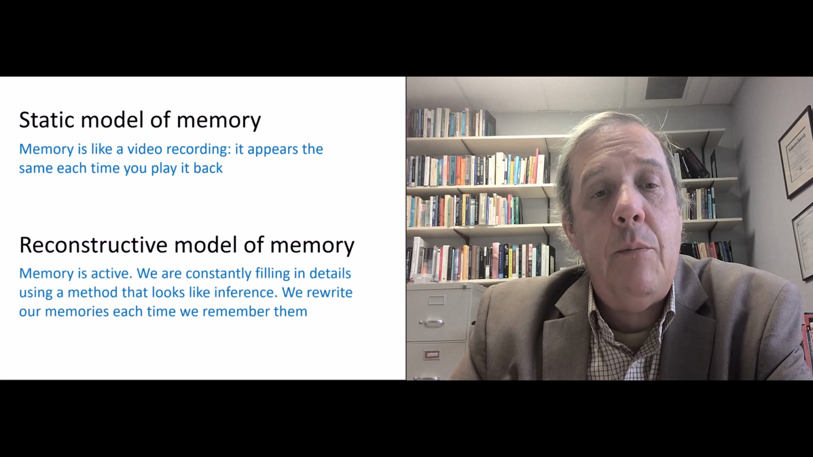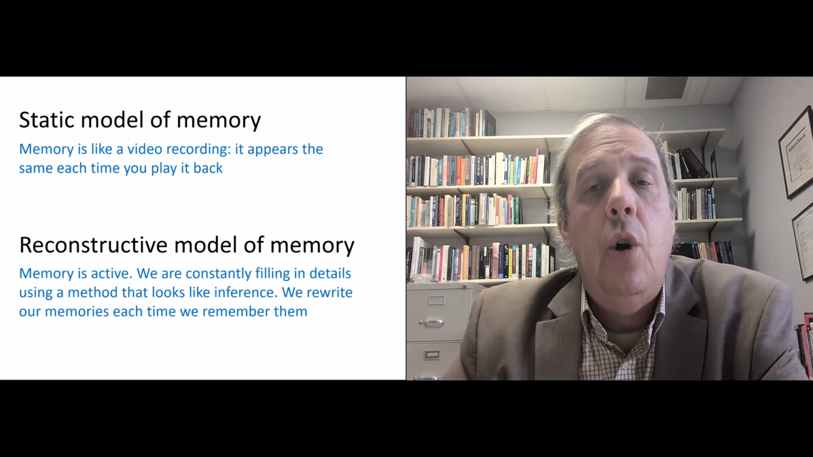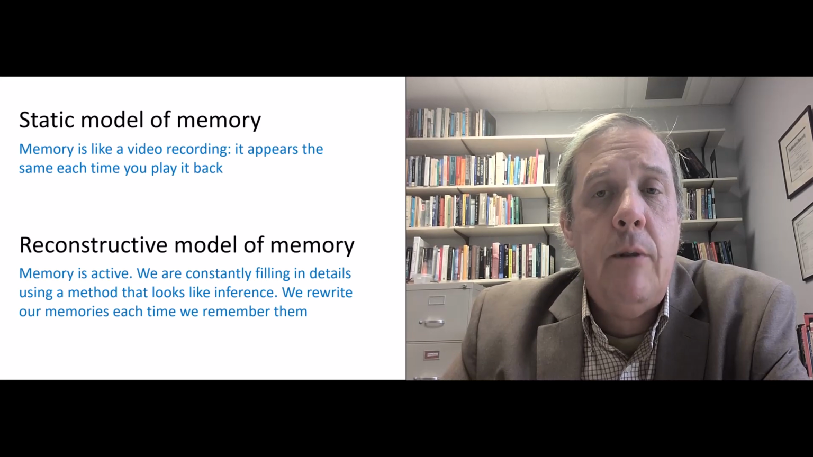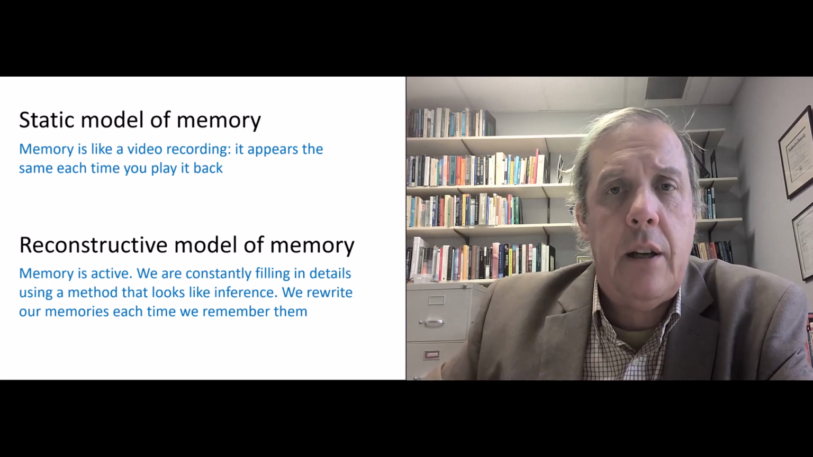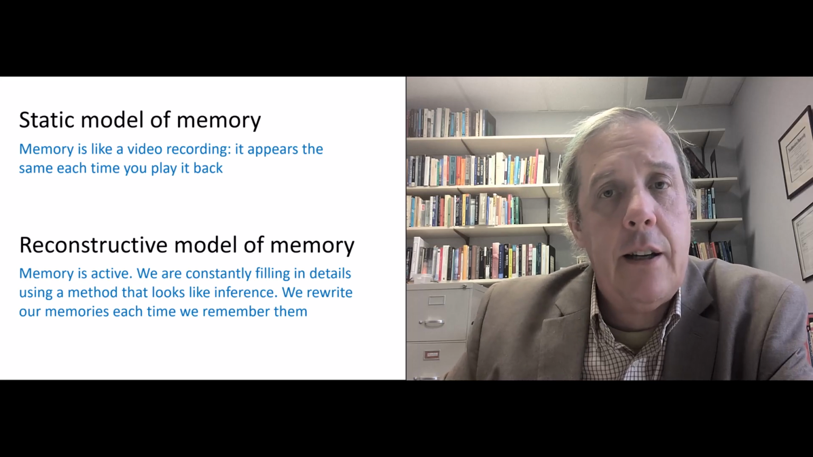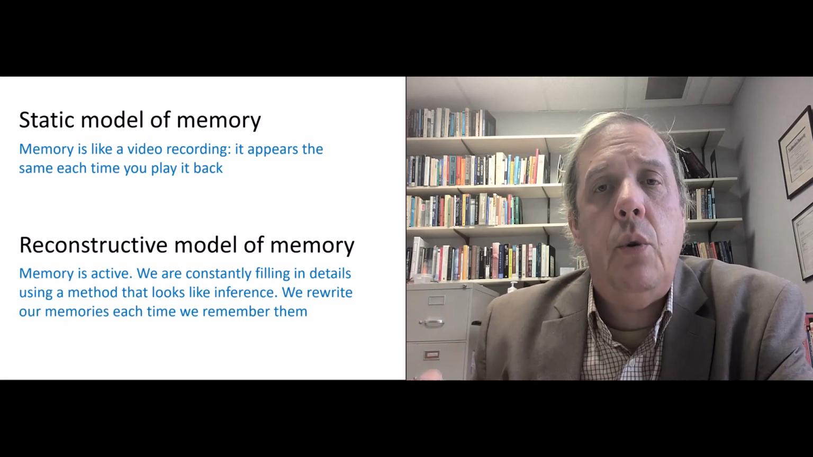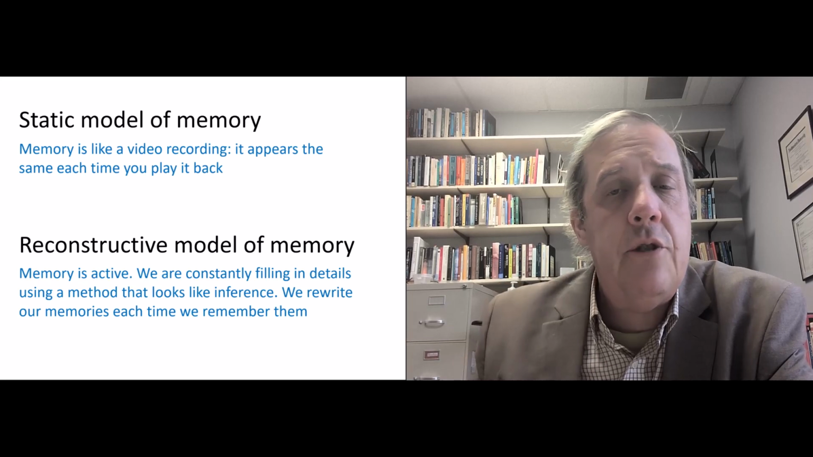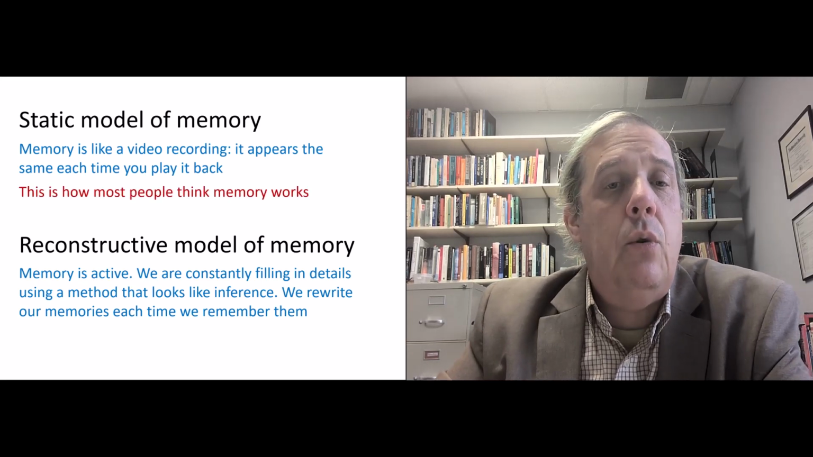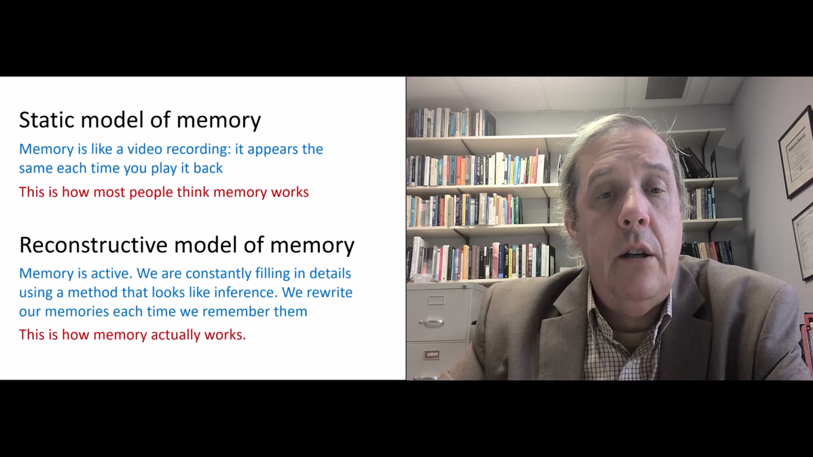On the reconstructive model of memory, memory is active. We are constantly filling in the details using a method that looks like inference. We rewrite our memories each time we remember them. So remembering something periodically will help reinforce it, keep it from being lost forever. But also each time you do it, it's like making a copy of a copy. You introduce more imperfections, and you are constantly reinterpreting events so that they make more sense to you. They introduce all of your biases. So most people think that memory works like the static model of memory, but really memory is reconstructive. It works like the active model.